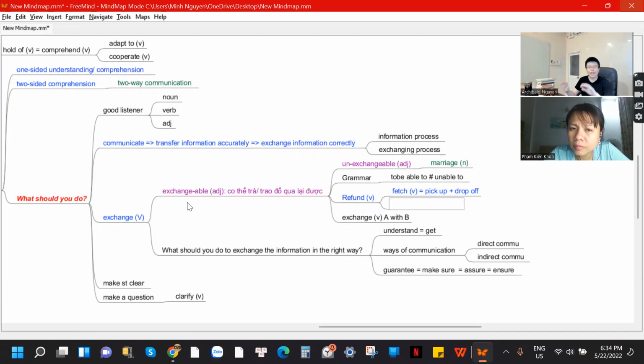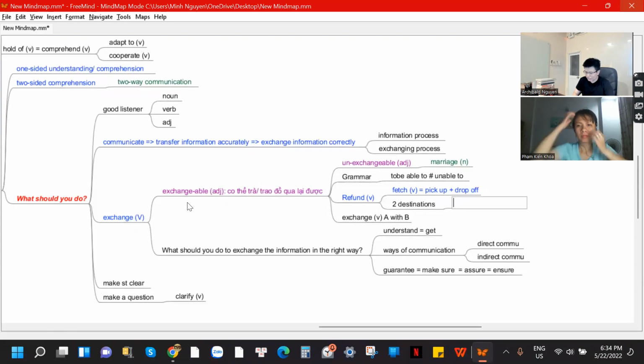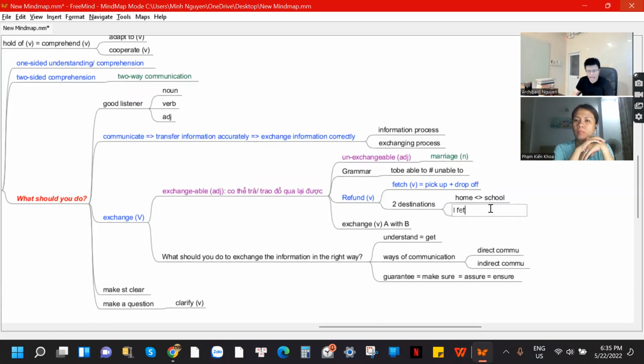And right here, fetch, in the terms of exchangeable. It's like we are speaking of people and two destinations. So right here, we speak of home and the school, home and school. So two destinations. First, I fetch you to school. You only use one word. I fetch you to school. If you fetch me to school, I say that, oh, I want to exchange the first destination with the second destination. First destination here, home. I don't want to go home anymore. Please get me to school.